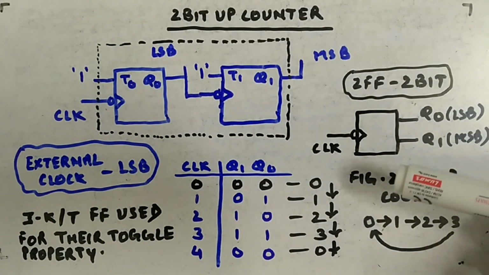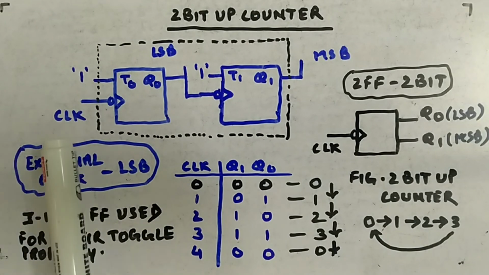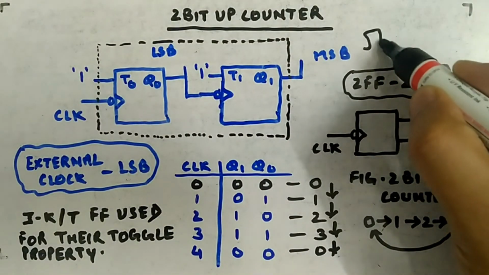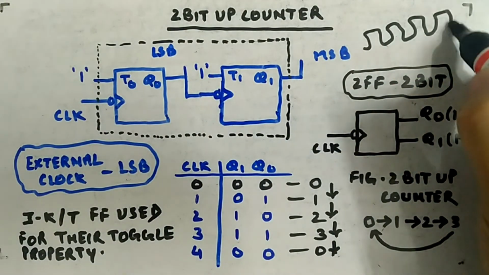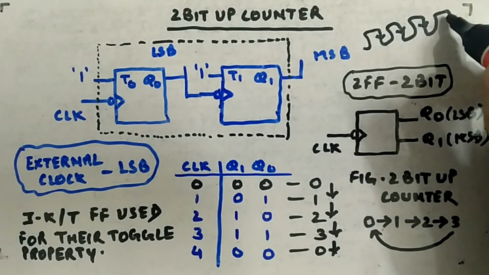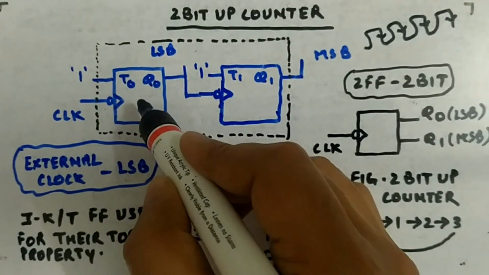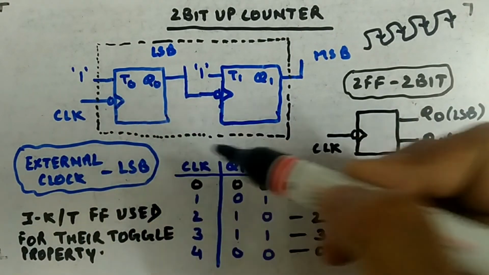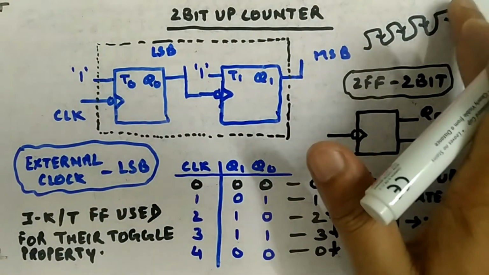Now how this will work, let's see. When this negative edge of the clock comes, negative edge means, you will have a clock like this, right? The clock will be like this. So whenever this negative edge comes, this will function, and depending upon whatever the value of the input is, the state of this output will change.